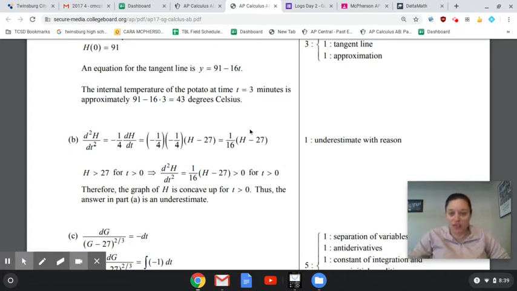In my mind, I feel like it should have been worth more than that. They took the second derivative just like I did. They showed that you always get something bigger than 0. So that means it's concave up. It's an underestimate. In my opinion, a whole lot of work for 1 point.